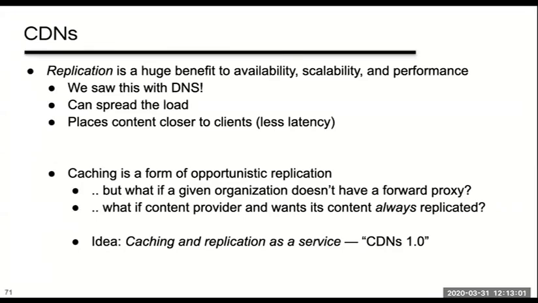All right, so content delivery networks. We know from our talk about DNS that replication is a huge benefit to availability, scalability, and performance. It spreads the load, it puts content nearer to clients. And caching is basically sort of an opportunistic form of replication.